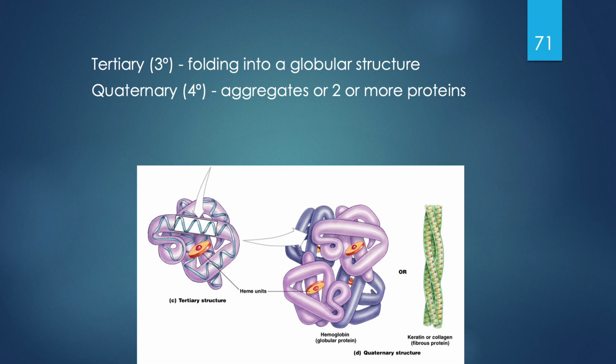The tertiary step is when the protein folds into a globular structure, as you can see in the image below. And quaternary, or the fourth, is when you have an aggregate of two or more proteins coming together to create a functional protein, such as, for example, hemoglobin, or we have keratin or collagen demonstrated below in D.